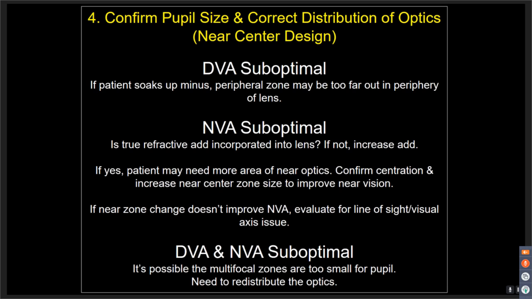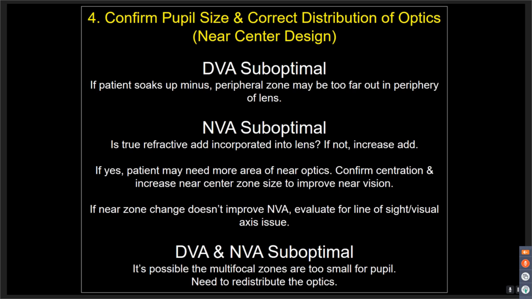The fourth thing is confirm the pupil size. That's probably something that many offices really don't take time to do. They really just look at the pupil and assume that it's about, whatever they say, 3.0, 3.5, whatever. And they really need to accurately measure that to see what it is.